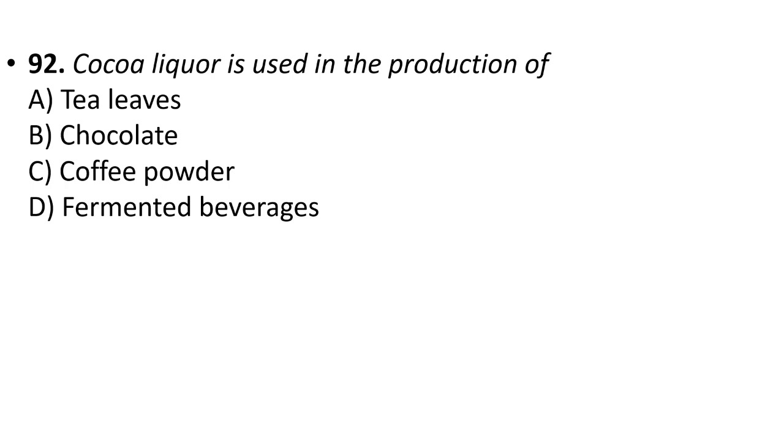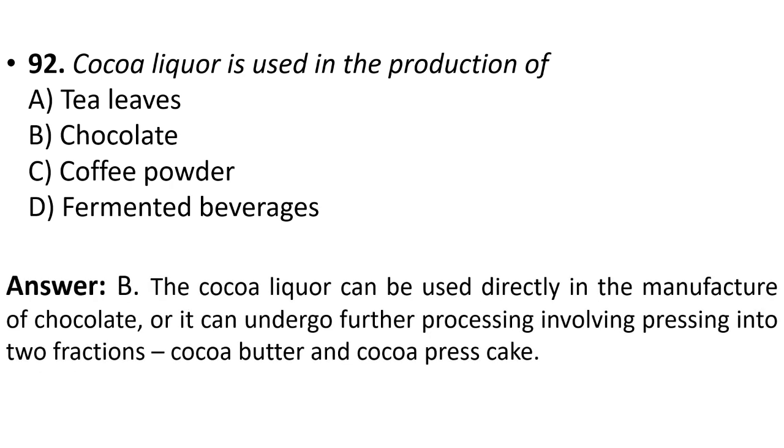92. Cocoa liquor is used in the production of tea leaves, chocolate, coffee powder, fermented beverages. Your answer is option B. The cocoa liquor can be used directly in the manufacture of chocolate, or it can undergo further processing into two fractions, cocoa butter and cocoa press cake.